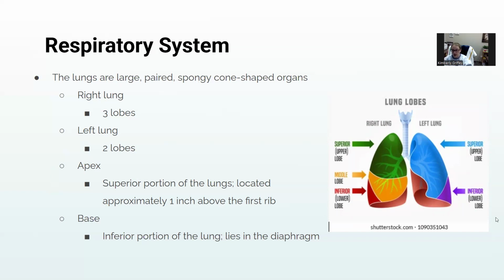The right lung is divided into 3 lobes, and then the left lung has 2 lobes. And then you have the apex, that's a superior portion of the lungs. So that's that narrow part. It's approximately an inch above the first rib. You think of the heart, the apex is at the lower portion because that's where the point is, but in the lungs, it's at the top or the upper part. And then you have the base of the lung. So that's the inferior portion of the lung that lies on the diaphragm.